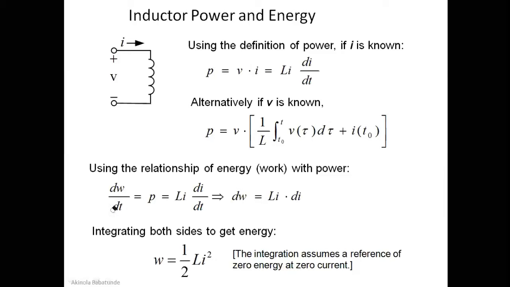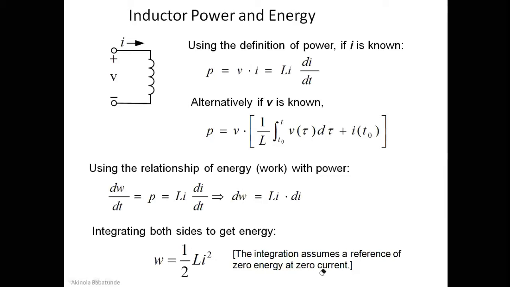So how do you find the energy? Using the relationship of energy with power, you know that power is always equal to work done over time, so you have work done divided by change in time. So dW/dt is our power, and if you're looking for work done, W, which is our energy, you have dW equal to p dt. If you integrate both sides, you're left with work done equal to the integral of p dt. You know your p is L i di/dt, so you can bring that in here. You have dW equal to L i di. If you integrate, you're left with 1/2 L i squared.